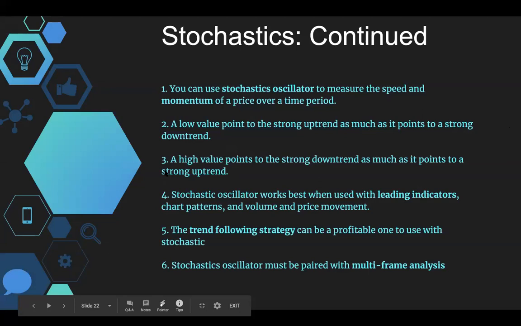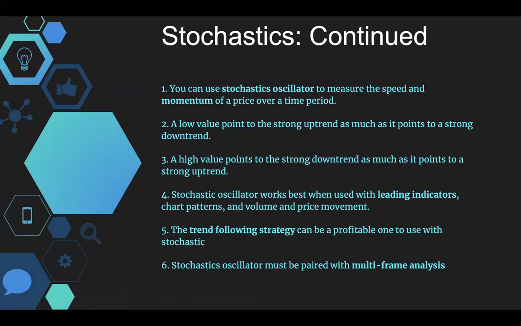Stochastics continued. You can use the stochastics oscillator to measure the speed and momentum of a price over a time period. A low value points to a strong uptrend as much as it points to a strong downtrend. A high value points to a strong downtrend as much as it points to a strong uptrend. Does that make sense?